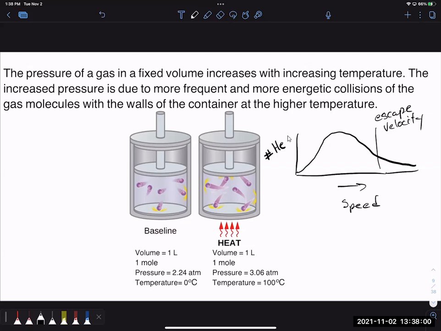so when we're increasing the temperature, we're actually taking this curve and shifting it to the right, because we have more particles moving faster and fewer particles moving slower. And that has an effect on our pressure.